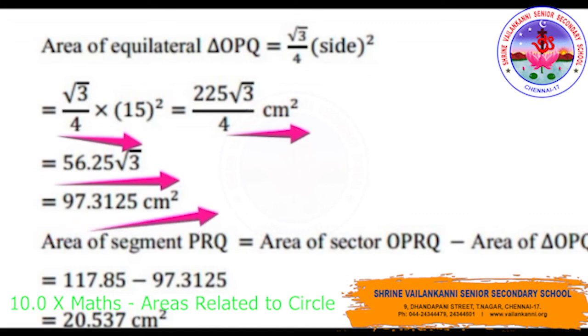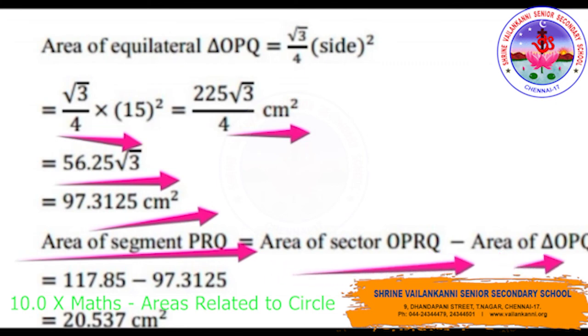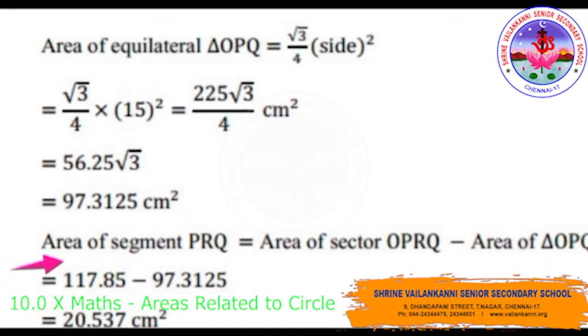97.3125 centimeter square. Now I want to find out the area of the minor segment PRQ, which can be obtained by area of the sector OPRQ minus the area of equilateral triangle OPQ. Area of the minor sector is 117.85 minus area of the triangle OPQ, which is 97.3125. I will be getting 20.537 centimeter square, which will be the area of the minor segment.